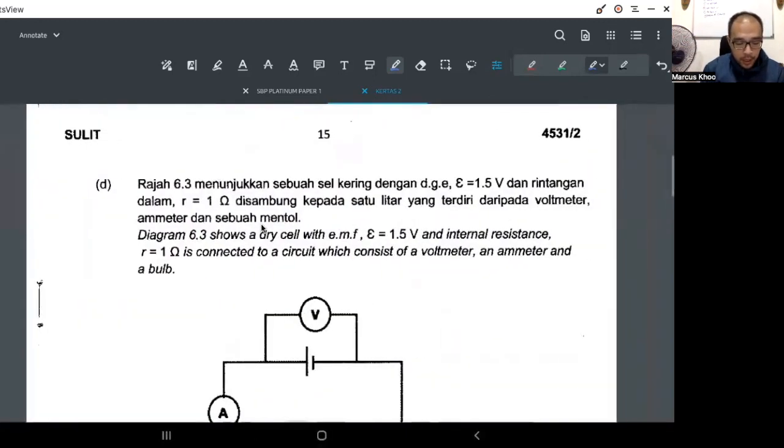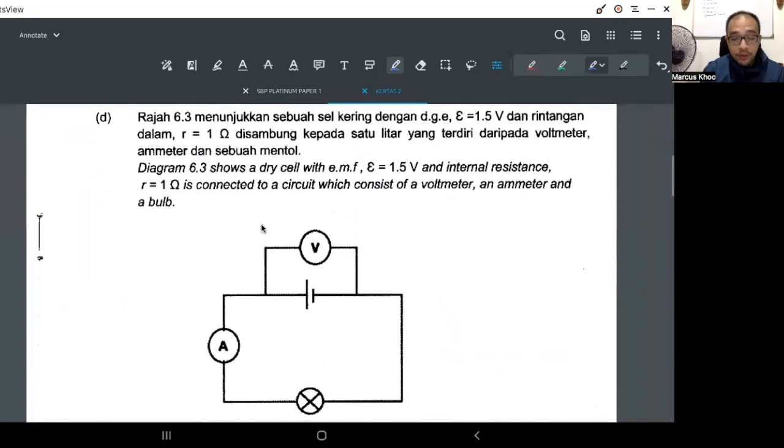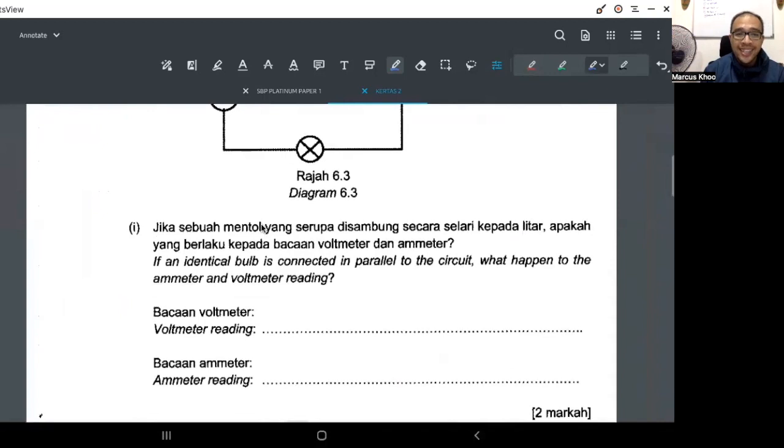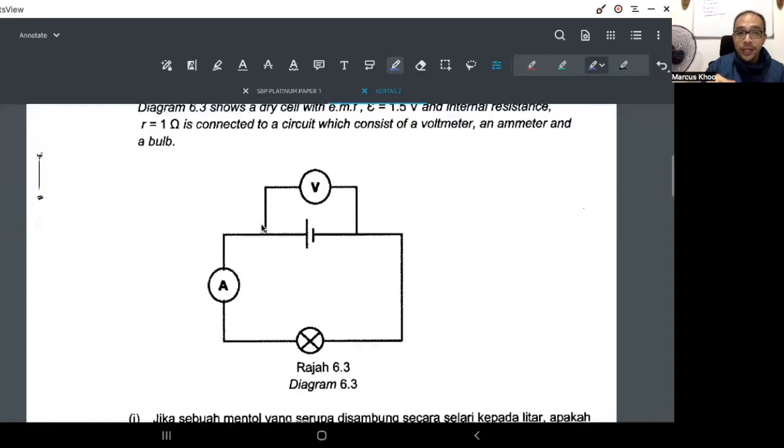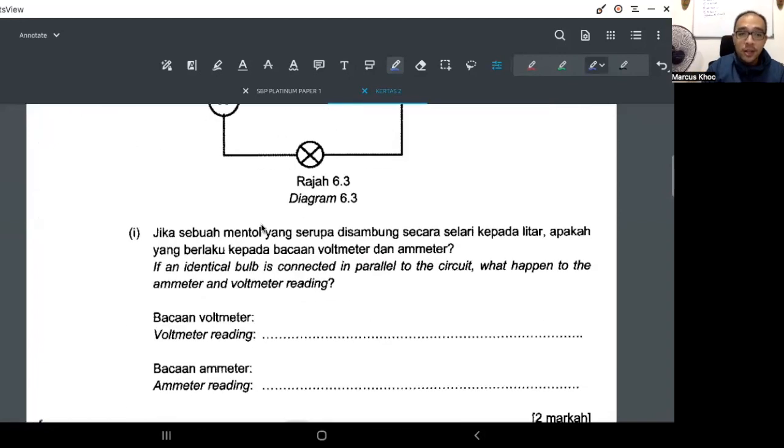Now diagram 6.3 shows the dry cell with EMF 1.5 volts, internal resistance, and so on. This is also very familiar, right? If an identical bulb is connected in parallel to the circuit, slightly different from what you had the other day, where you connect another battery in parallel to this one, but now you connect another bulb in parallel to the circuit, meaning you put another bulb over here. What will happen to the ammeter and voltmeter reading?